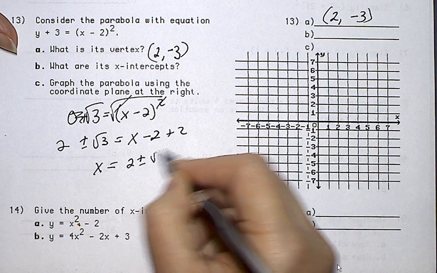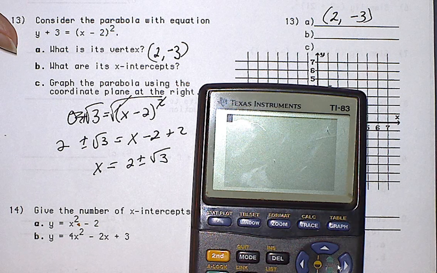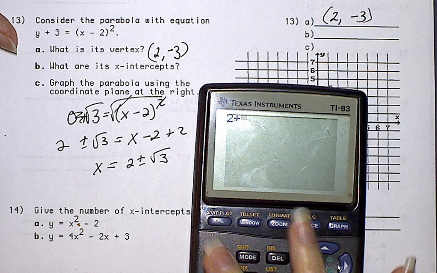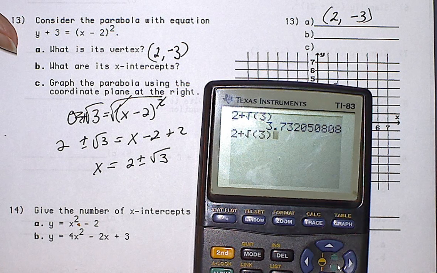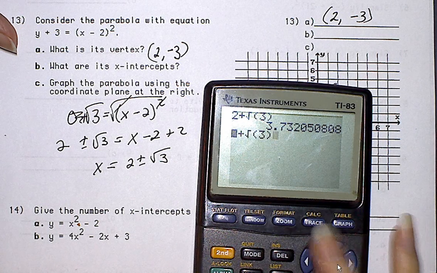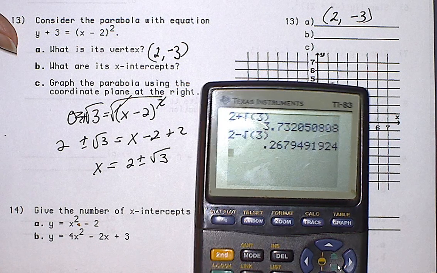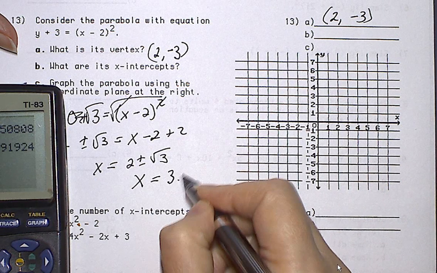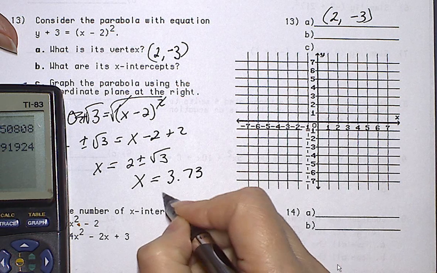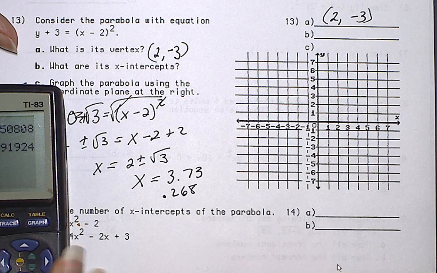So in your calculator, you're going to say 2 plus the square root of 3. And then the same entry, second entry, and then I'm going to change that plus to a minus. So we have x is equal to 3.73, and the other one is 0.268. Alright, then it says to sketch the graph.